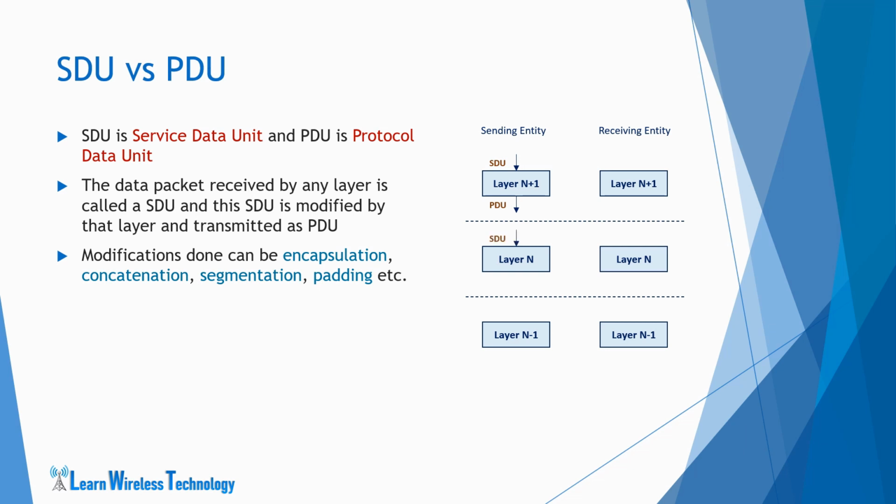Now when this layer n plus 1 PDU enters the next layer, that is layer n, it will be referred as layer n SDU. And when this SDU leaves the layer n after modification, it will be referred as layer n PDU. This concept is followed across all the layers, even at the receiving side. The direction of the packet flow is shown by the arrows as you can see. So this was all about SDU and PDU.